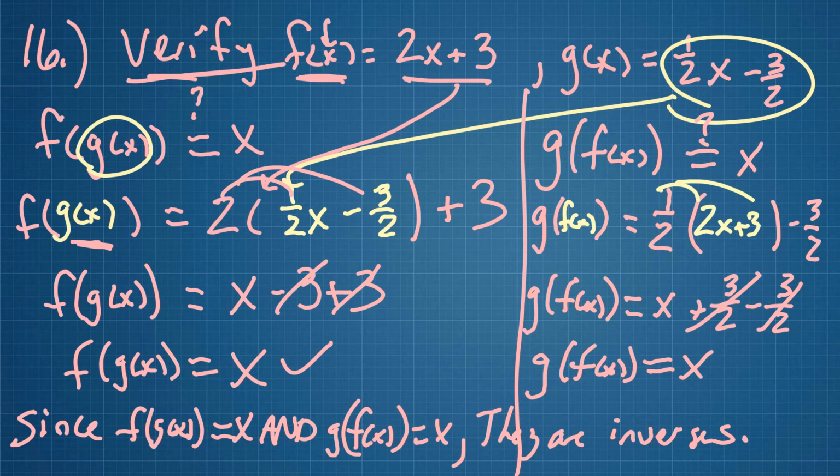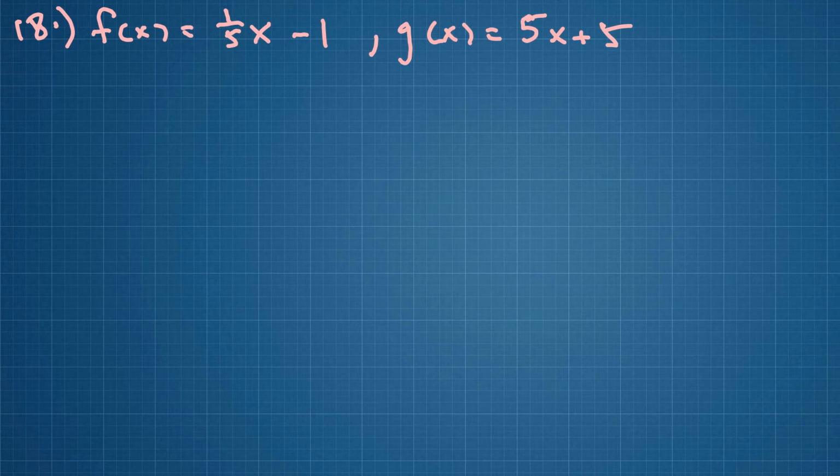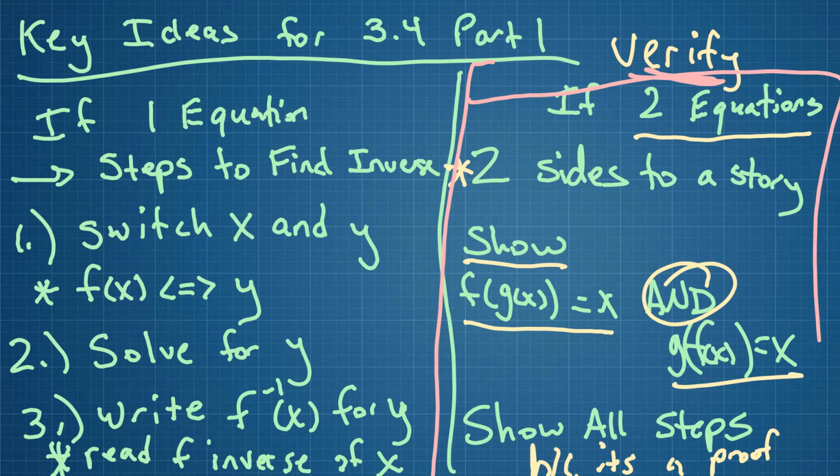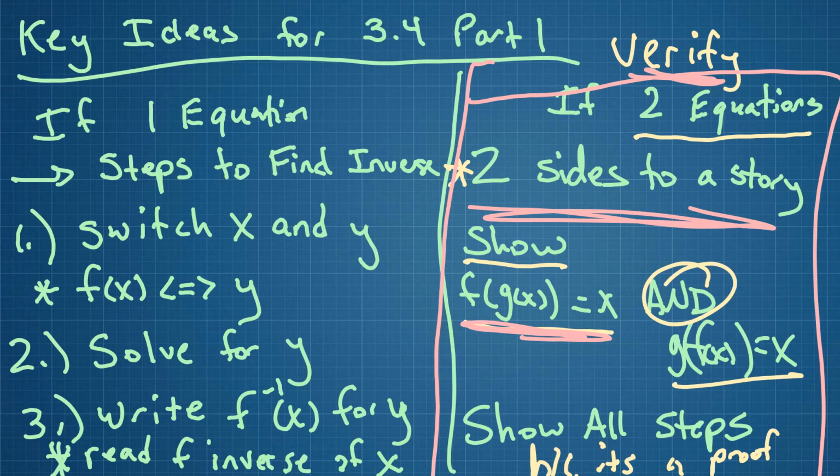So a lot of work to prove this, but you got to show all these steps. You have to show your work. Okay? And that's it for 16. Now remember, if you're lost on 18, you just have to look at the steps to verify. See how it says verify here? We're going to follow all this stuff. So I'm going to show the 2 sides of every story. I'm going to show f of g of x equals x and g of f of x equals x.